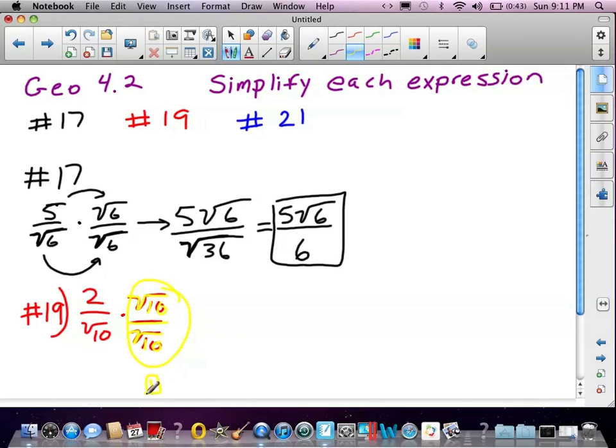Okay? So that's why it's called the form of 1. The square root of 10 divided by the square root of 10 is 1. And that's why it's called the form of 1.